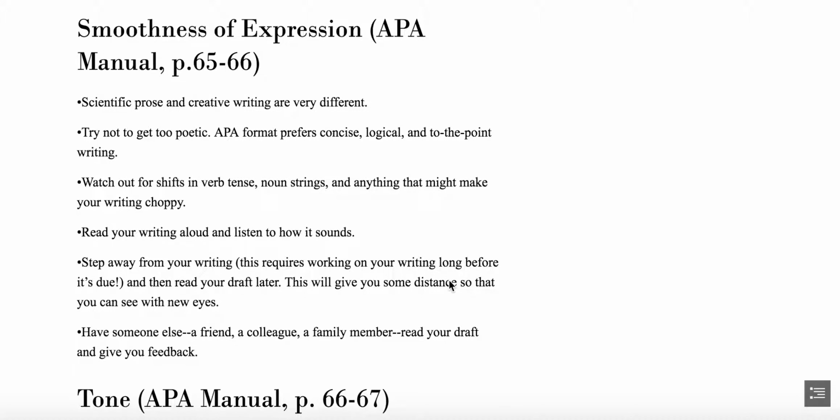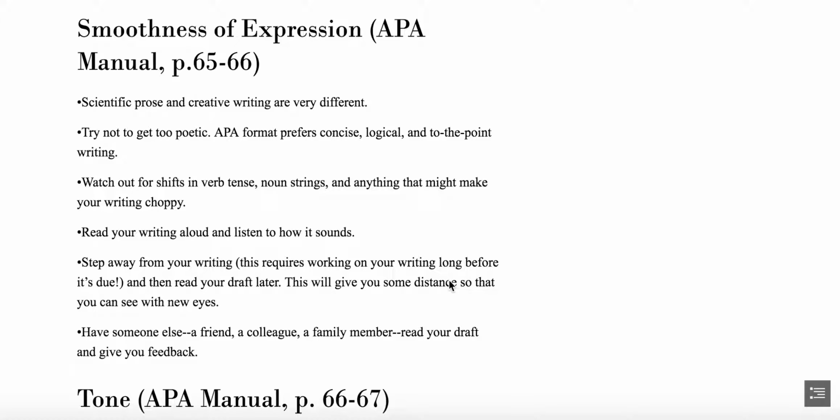So let's also look at smoothness of expression. Scientific prose and creative writing are very different. All right, with APA writing, try not to get too poetic. APA format prefers concise, logical, and to the point writing. Watch out for shifts in verb tense, noun strings, and anything that might make your writing sound choppy. Read your writing aloud and listen to how it sounds.